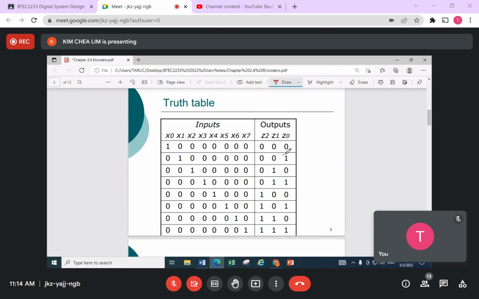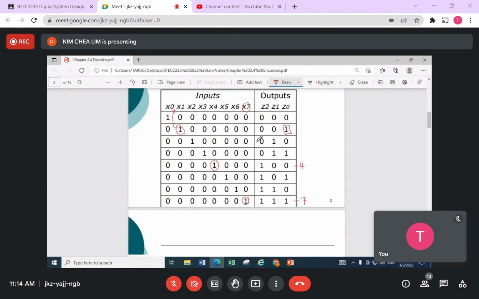Let's say out of these 3 bits, you see only Z0 is a 1, which indicates that my input is actually X1. So they encode this input. They encode this input 4, so the output combination here shows me a 4. The output combination here shows me a 7 because they encode that the input is X7. All right, so this is the encoder.